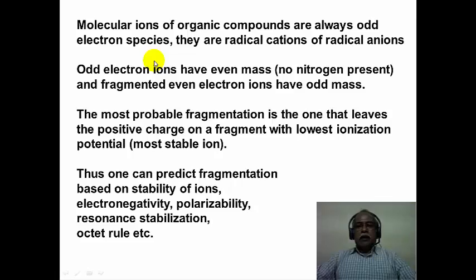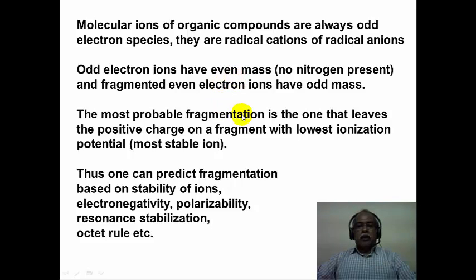The molecular ion is obtained by knocking off an electron from the organic molecule. Organic molecules typically have an even number of electrons. Therefore, when one is ionized to a cation radical or an anion radical, they become odd electron species. That is why they are called radical cations or radical anions. Odd electron ions have even mass if there is no nitrogen present. If one nitrogen, or an odd number of nitrogens, is present, then it will have odd mass, and the fragmented even electron ions will have odd mass. This is something we can see in practical terms when we consider the fragmentation patterns of various molecules.